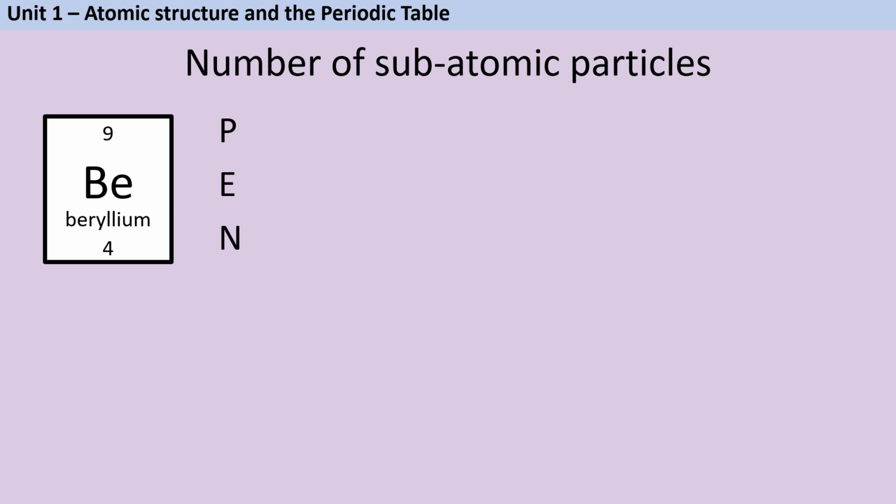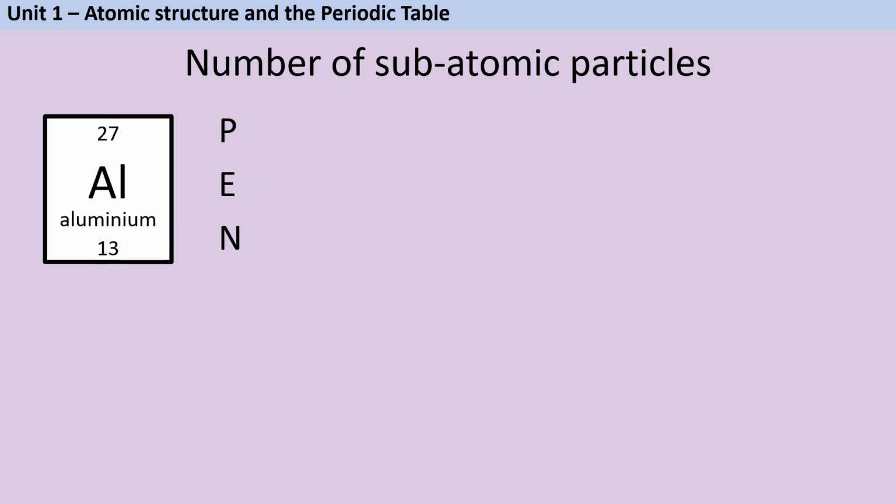Let's look at some more examples. Beryllium has an atomic number of 4, so immediately we can say that it contains 4 protons. In an atom, the number of protons and electrons is the same, so therefore an atom of beryllium will have 4 electrons. Then, to work out the number of neutrons, I need to use both of the numbers on the periodic table square. So I'm going to do 9, which is the mass, subtract 4, which is the atomic number, to give me a total of 5 neutrons.